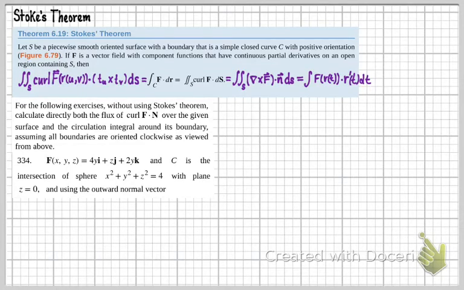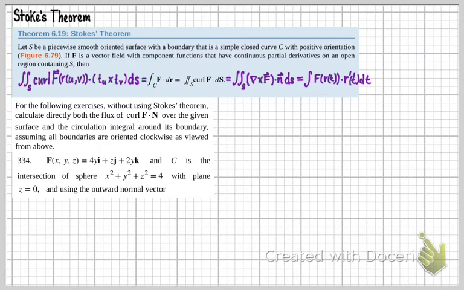Stokes' theorem. Let S be a piecewise smooth oriented surface with a boundary that is a simple closed curve C with positive orientation. If F is a vector field with component functions that have continuous partial derivatives on the open region containing S, then the integral of F dot dr is equal to the integral of the curl of F dot dS.